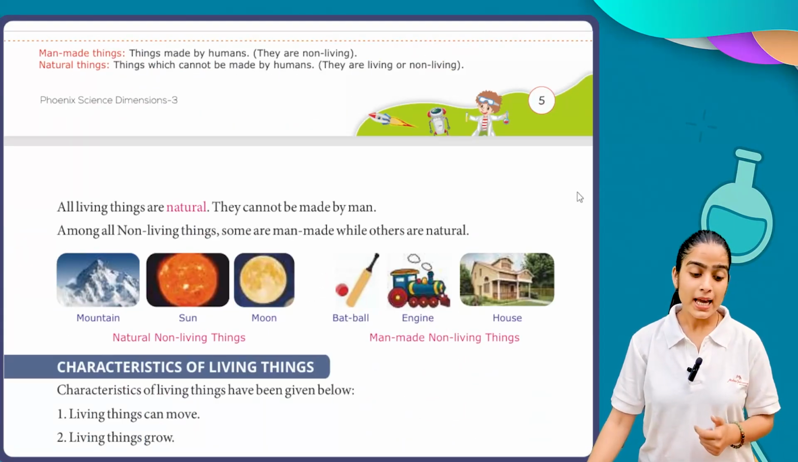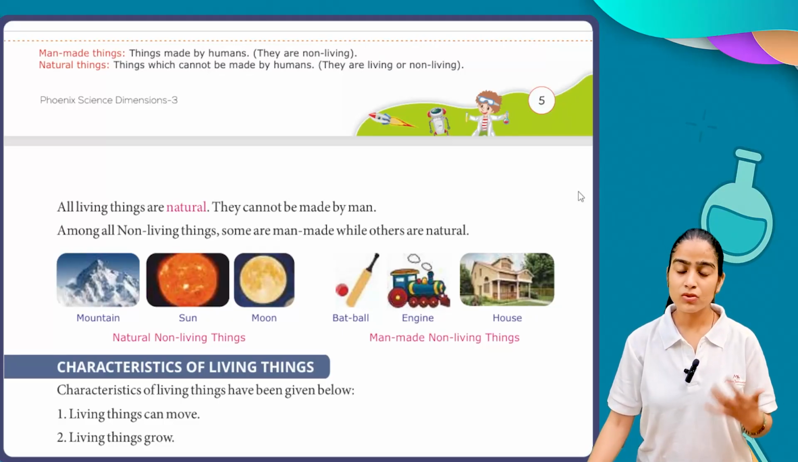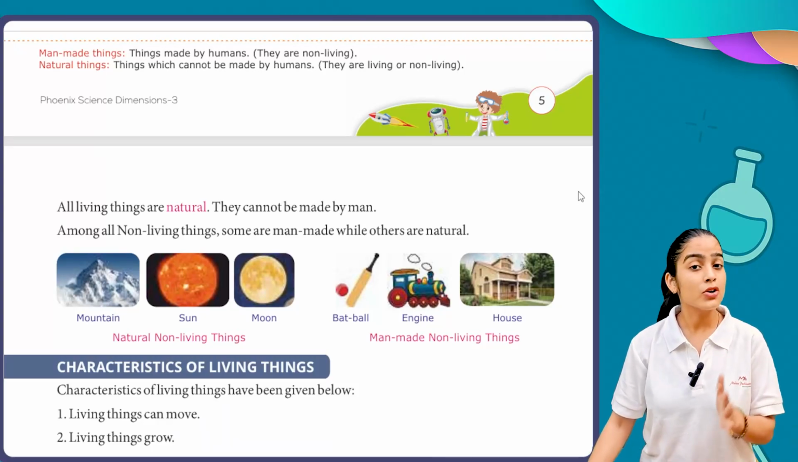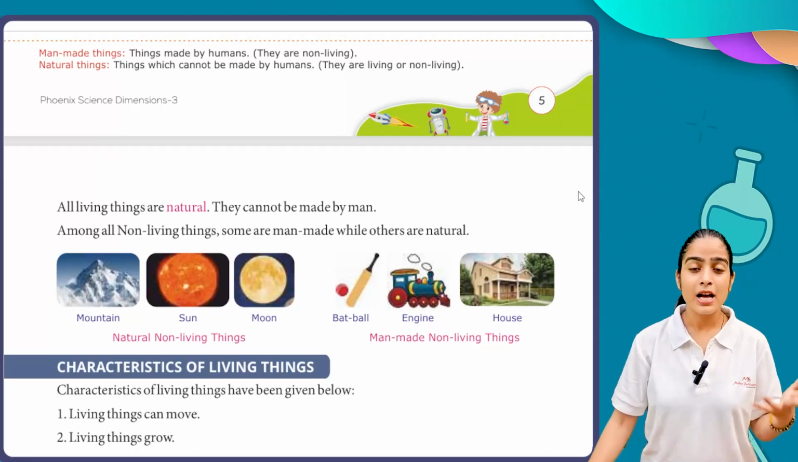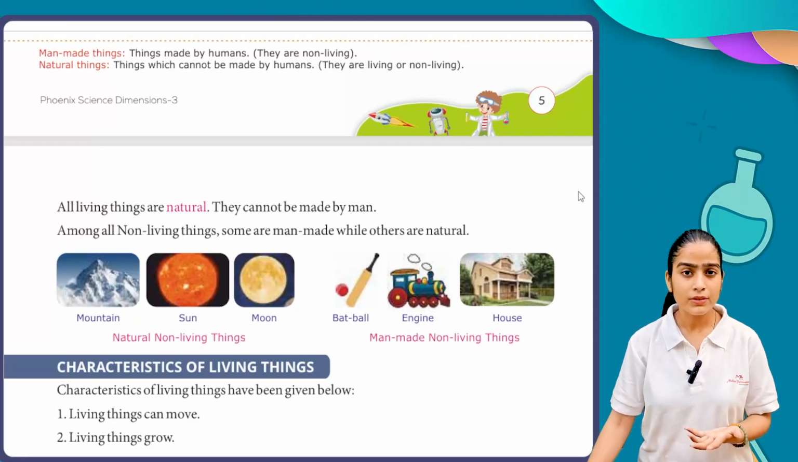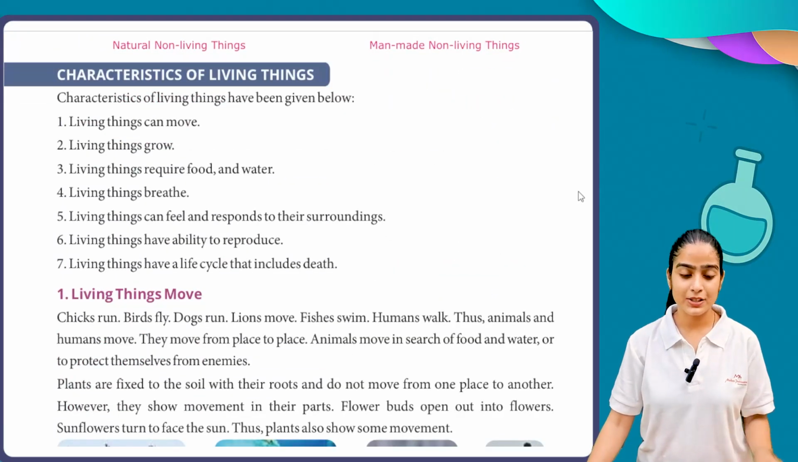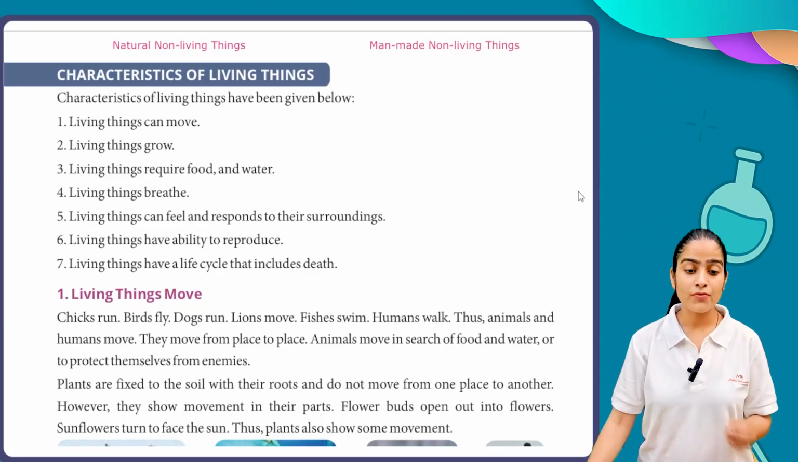Okay. Next, all living things are natural. They cannot be made by men. Among all non-living things, some are man-made while others are natural. So what we understand is that those things which are natural are not human-made. They are in nature as they are. They are given by God, and the other non-living things are those which are made by human beings. That's it.